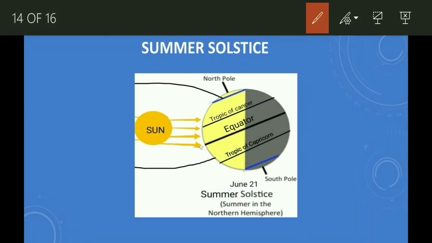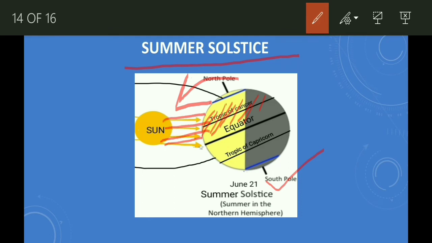First is summer solstice. Children, summer solstice happens on 21st June. Like I said before, it is the longest day of the year in the northern hemisphere. On this day, the northern hemisphere is tilted maximum towards the sun, and the sun's rays fall directly on the northernmost point of the earth, that is the Tropic of Cancer. As you can see in the image, children, the sun's rays fall directly on the Tropic of Cancer on this day.